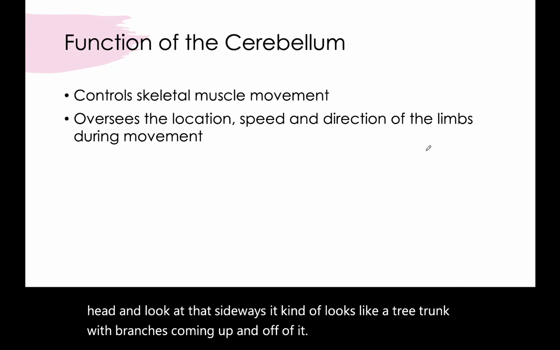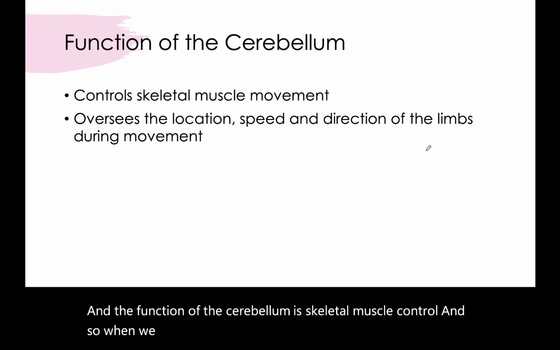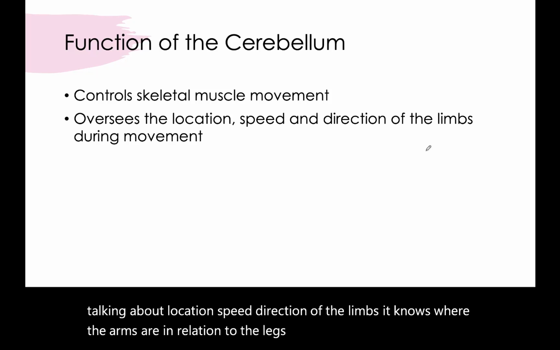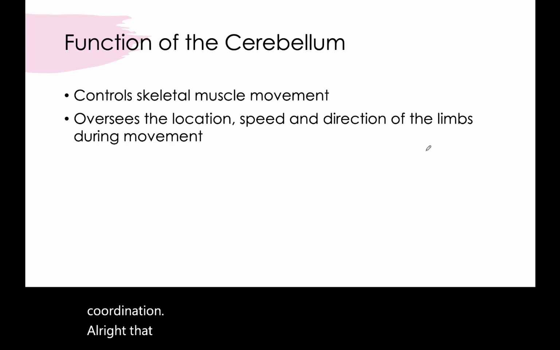And the function of the cerebellum is skeletal muscle control. When we talk about regulating skeletal muscle movement, we're talking about location, speed, direction of the limbs. It knows where the arms are in relation to the legs. So think of hand-eye coordination. That is the domain of the cerebellum.